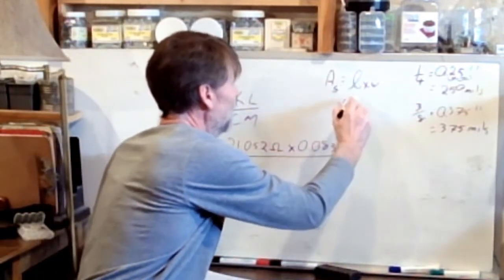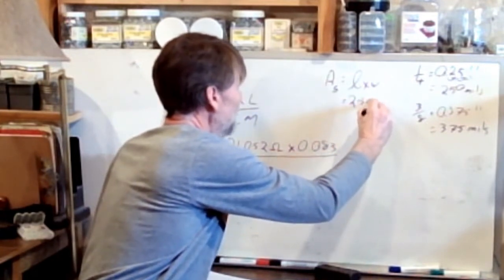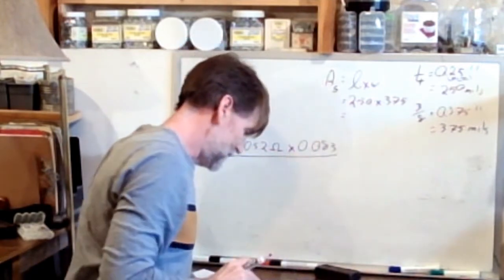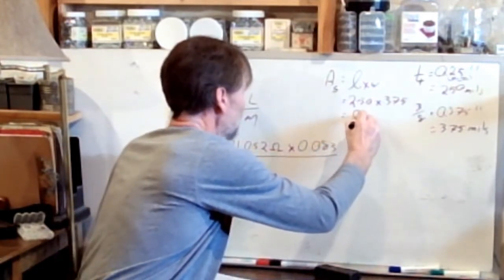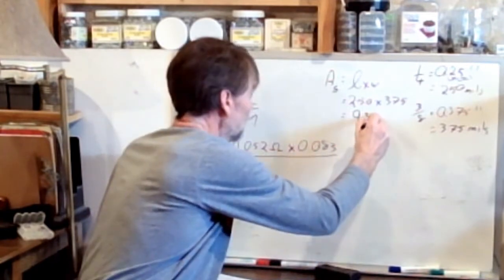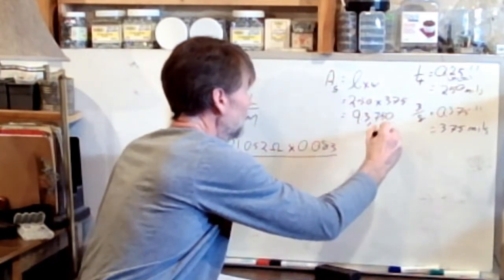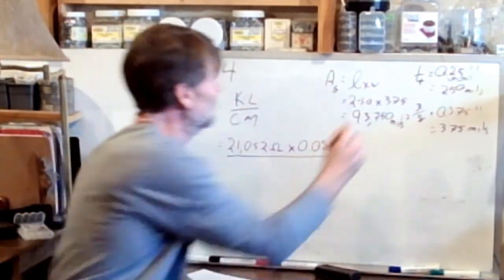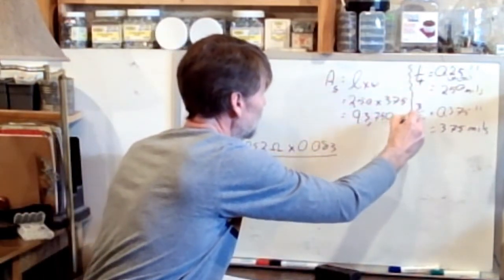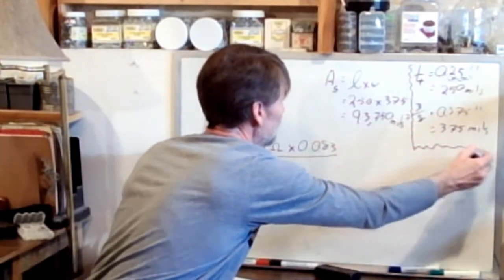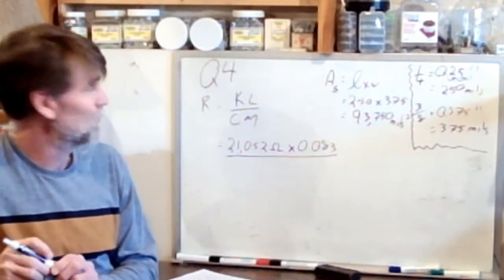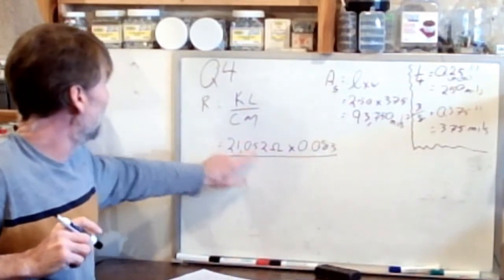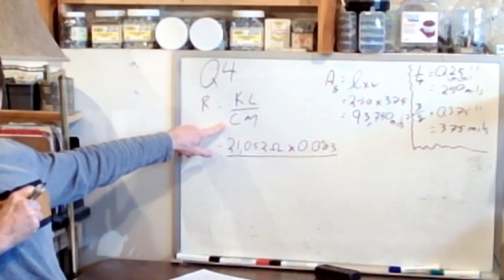The square area is 250 times 375, which is equal to 93,750 mils squared, or square mils. Okay, 93,750 square mils is the square area. Still can't use that here in our equation because this is circular mil.